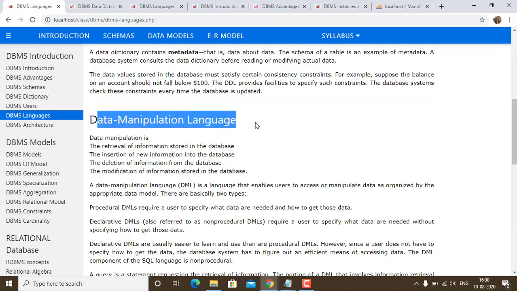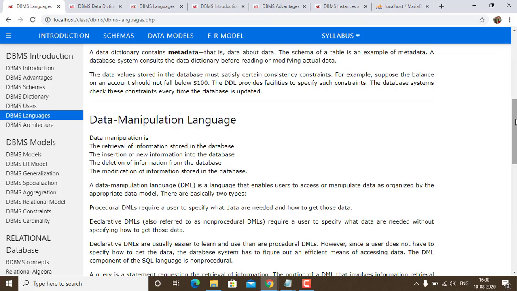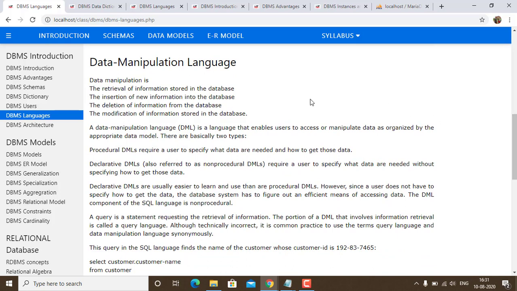Now proceeding further, when we talk about data manipulation language, the data manipulation language is the retrieval of information stored in the database, the insertion of new information in the database, the deletion of information in the database, and the modification of information stored in the database. A data manipulation language (DML) is a language that enables users to access or manipulate data as organized by the appropriate data model. There are basically two types.